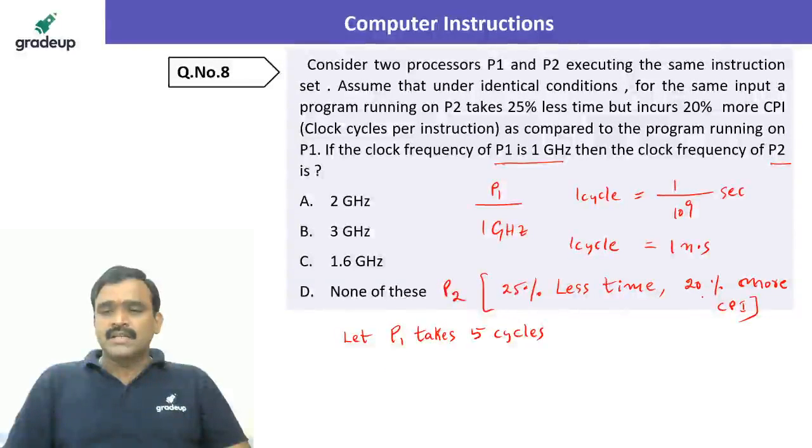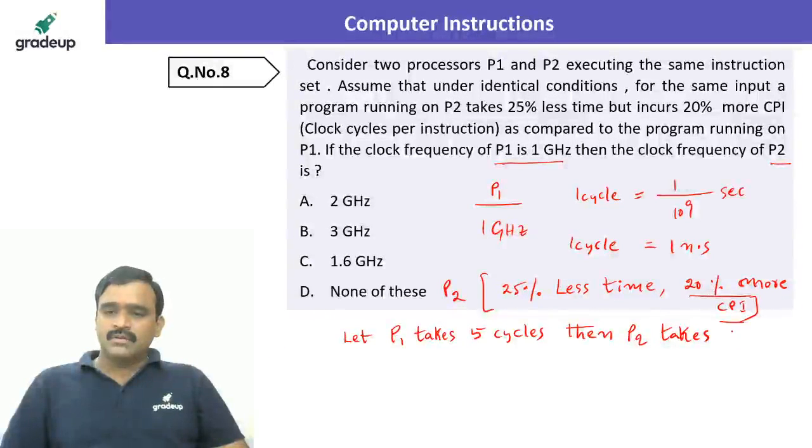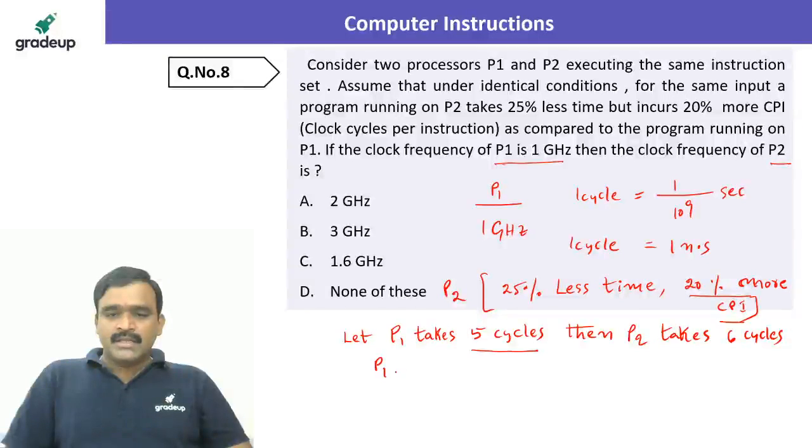As far as the cycles are concerned, P2 takes 20% more. According to this comparison, P2 takes 6 cycles, because 5 plus 20% of 5; 20% of 5 is 1. So it will take 6 cycles. As far as the time is concerned, as the time for one cycle is 1 nanosecond in P1, P1 takes 5 nanoseconds.